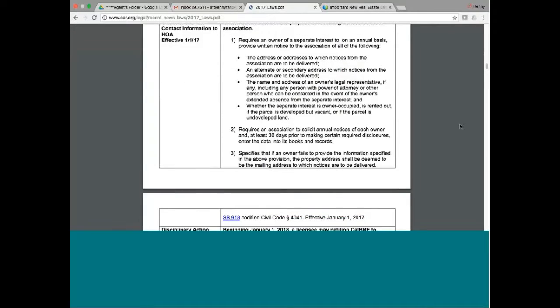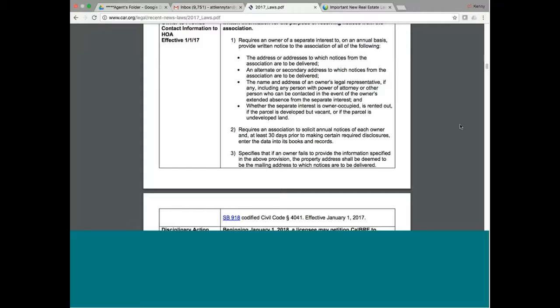Number 2, the law requires an association to solicit annual notices of each owner, and at least 30 days prior to making certain required disclosures, enter the data into its books and records. So association has its own part as well. There's actually a requirement. It says required, so it's mandatory. So the association has to write letters, send notices to every owner to tell them to make such disclosures. And upon receipt of such disclosures, the association shall enter the information into their books and records.